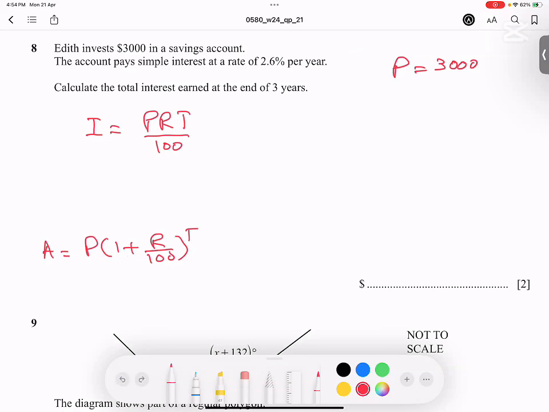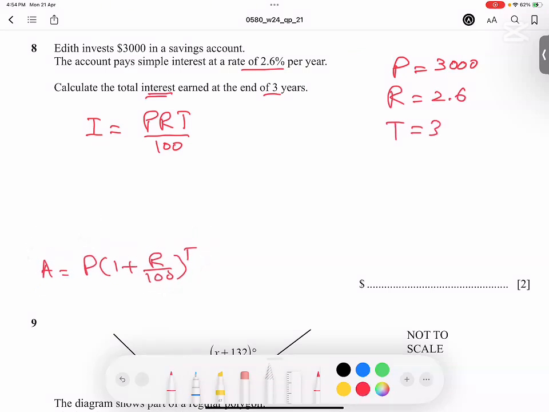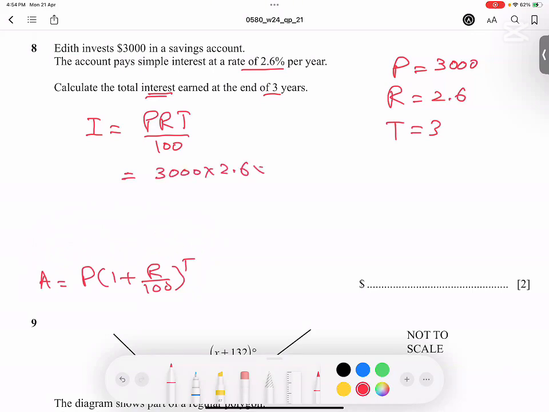But now using simple interest. The rate of interest is 2.6, so R is 2.6. And total interest, he's asking, make sure students think total amount, and at the end of 3 years, so T is equal to 3. Simple, plug in the numbers and get the answer. I'm going to plug in. The P value is 3000, the R value is 2.6, T is 3, and divided by 100.